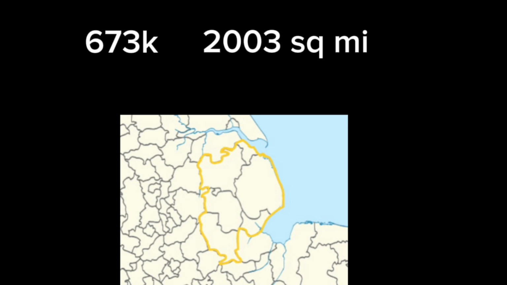There's only really two areas of land that aren't flat, and one of these is the Lincolnshire Wolds. These low hills are an area of outstanding natural beauty, but their highest point is only about 168 metres above sea level. The state I've created here has a total of 673,000 people and takes up 2,003 square miles.